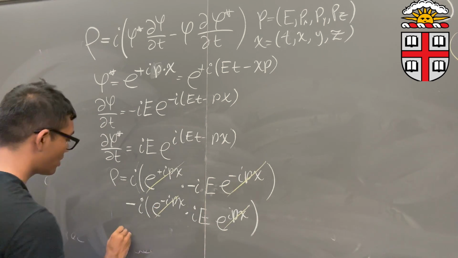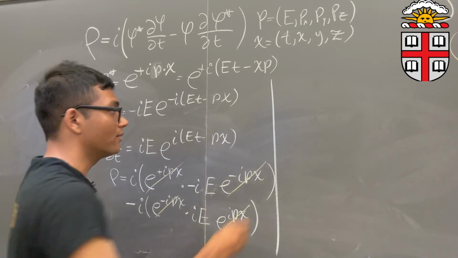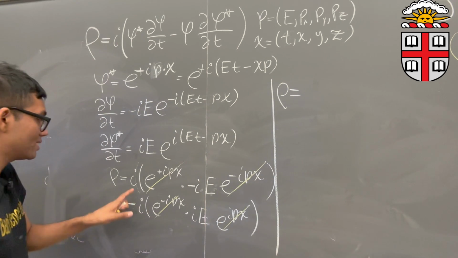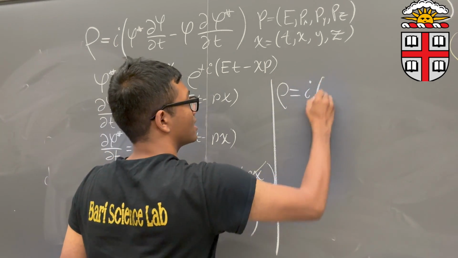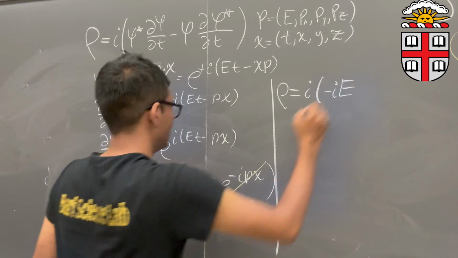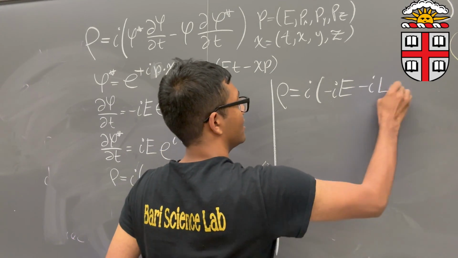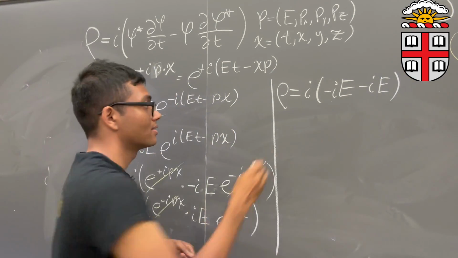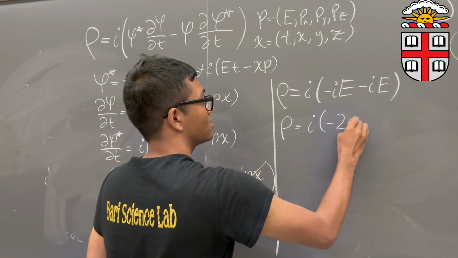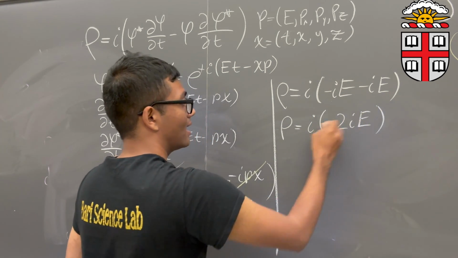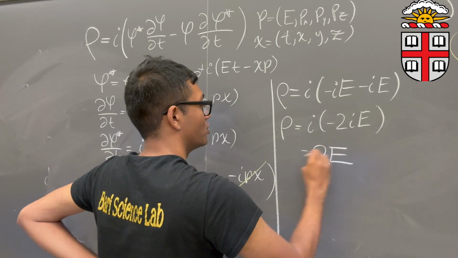So for our probability density, let me go ahead and write it over here. Our probability density reduces to i times minus iE, minus iE. So the probability density is i times minus 2iE, and i times i is i squared, which is minus 1. So this reduces to 2E.